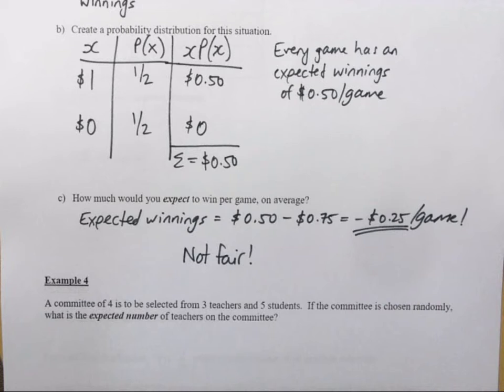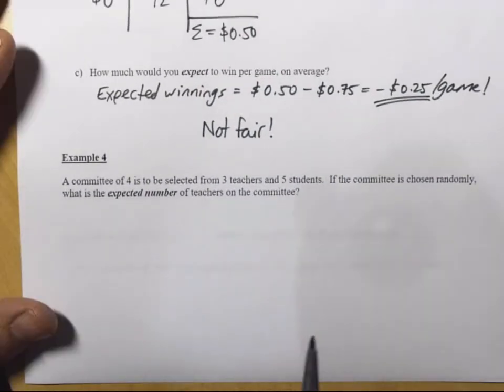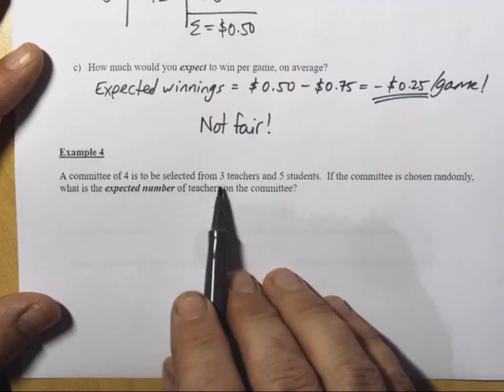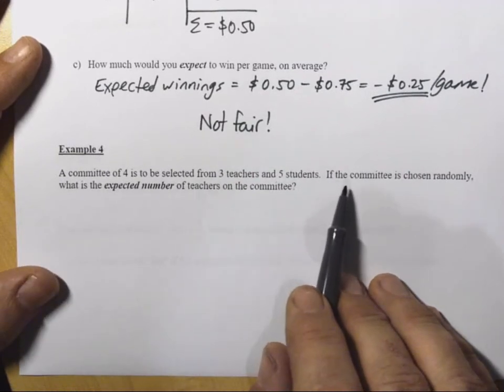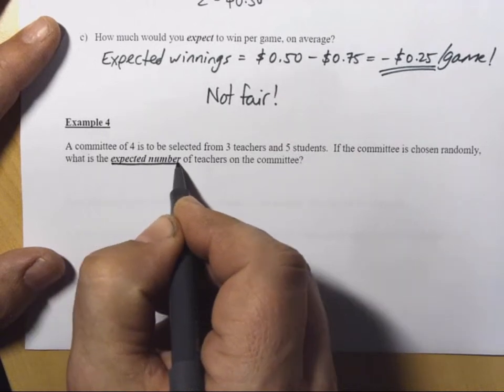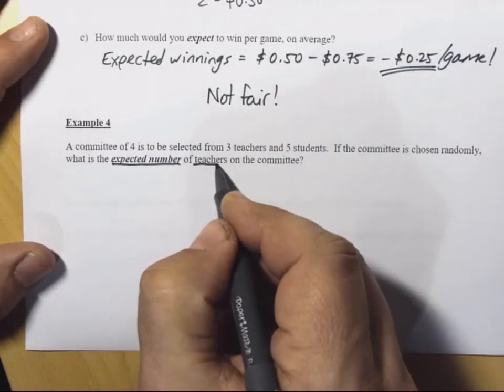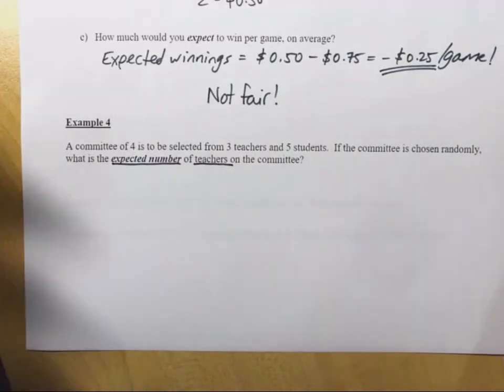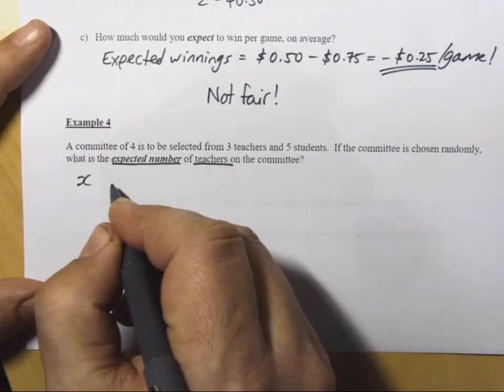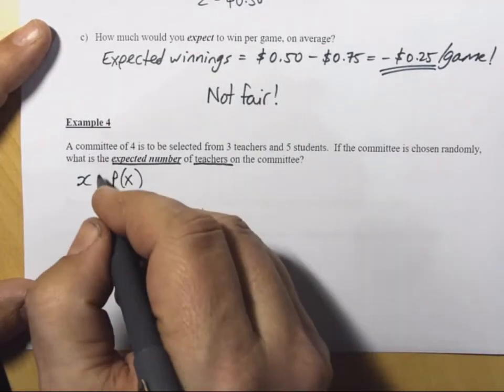Expected value. Example number 4. A committee of 4 is to be selected from 3 teachers and 5 students. If the committee is chosen randomly, what is the expected number of teachers on the committee? Well, now we know what we're looking for. Let's actually figure this out. We'll start with our distribution table chart.